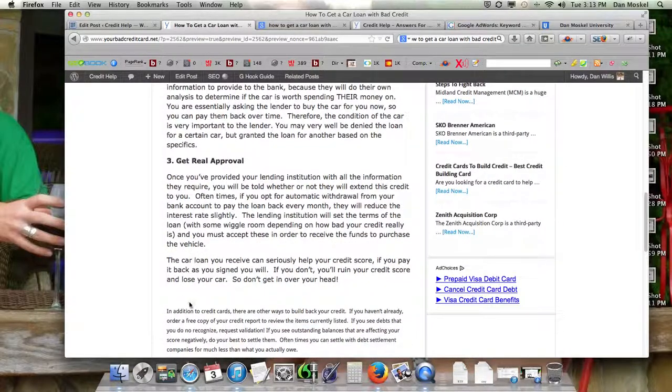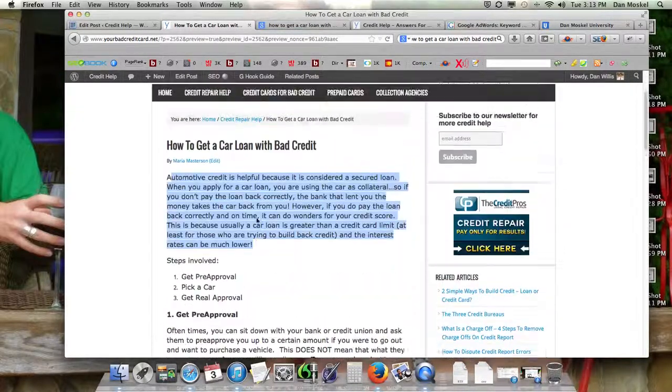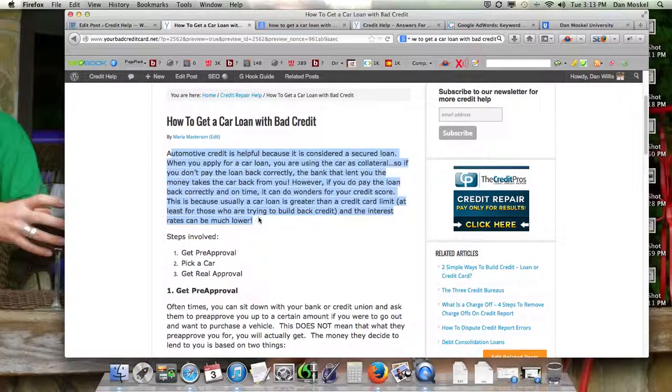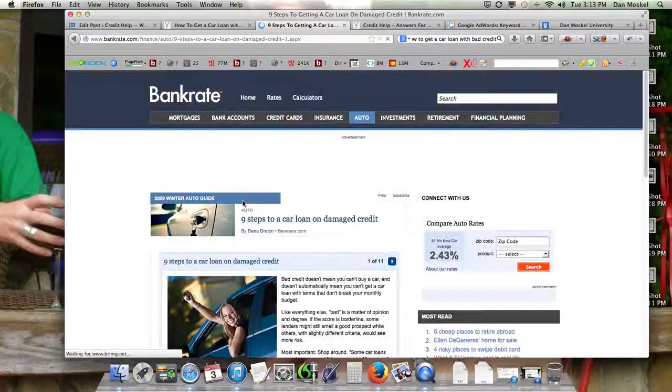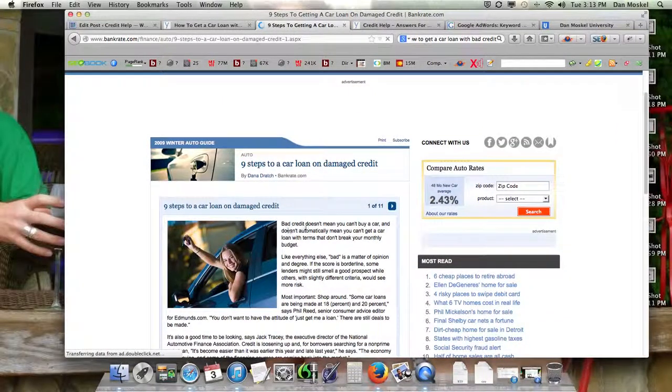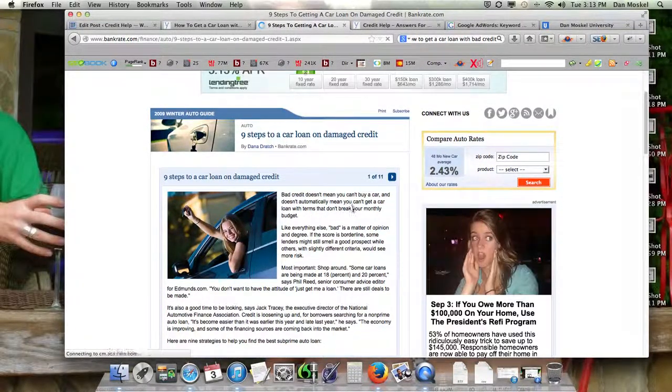And then, we can say anything we want at the end, but it makes more sense to go ahead and give people exactly what they're looking for right off the top and right at the beginning of your article. Because if you wanted to get ranked for getting a car loan, let's just look at this one for an example to compare it. So they talk bad credit doesn't mean you can't buy a car.